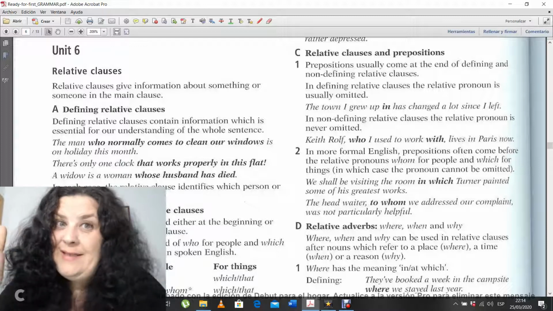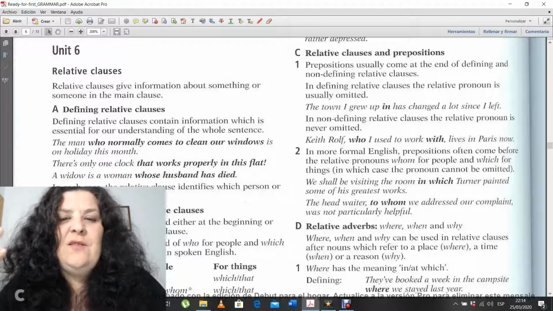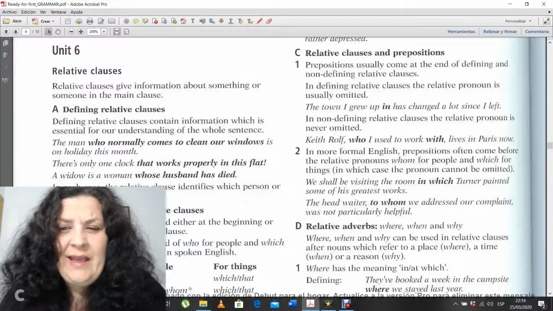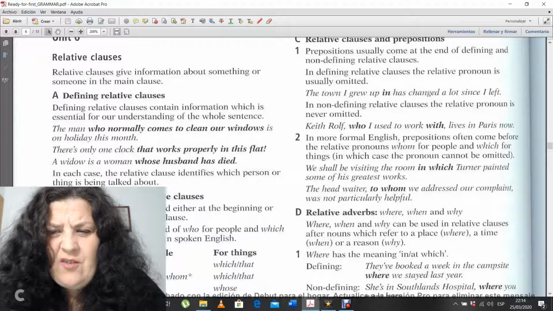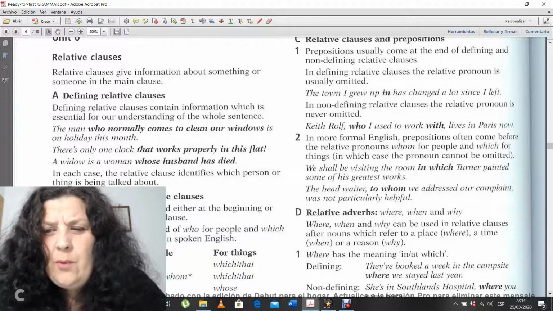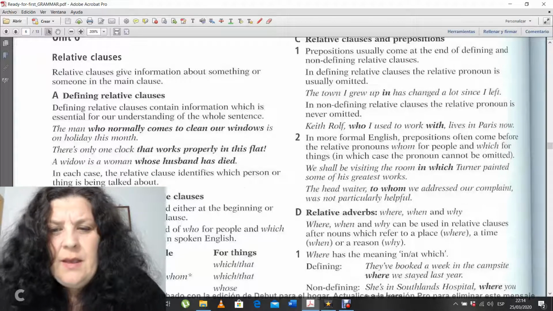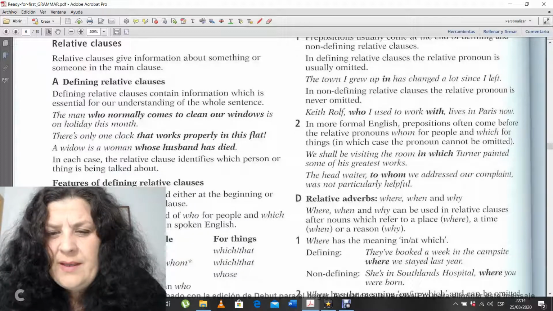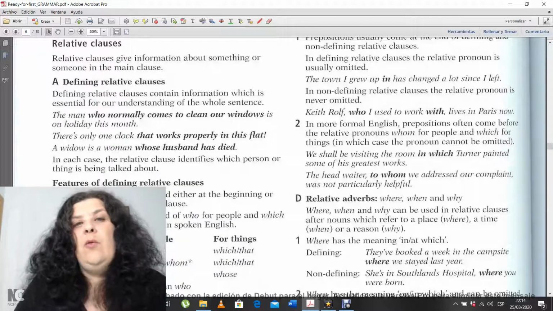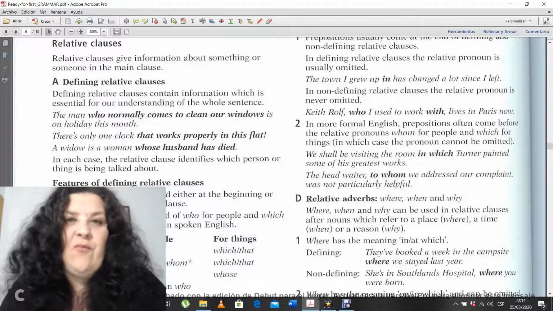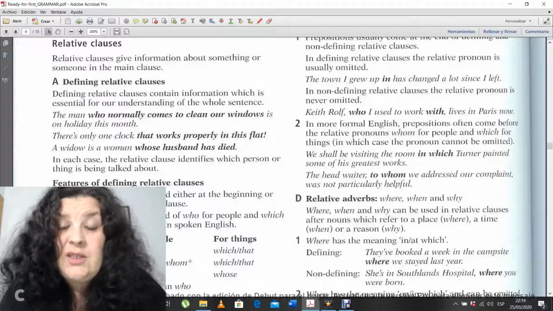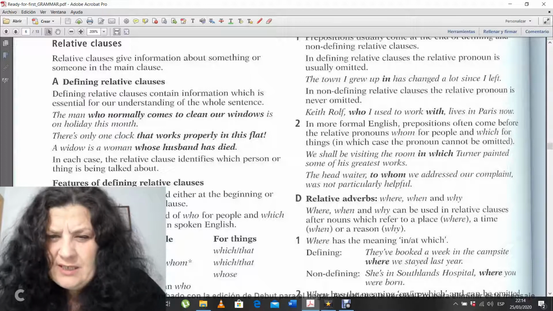But, and this might be interesting for you, in more formal English, prepositions often come before the relative pronouns whom for people and which for things, in which case the pronoun cannot be omitted. So, I mean, we could do it the Spanish way and place the preposition before the relative pronoun, but there are certain rules that you have to follow to do this.